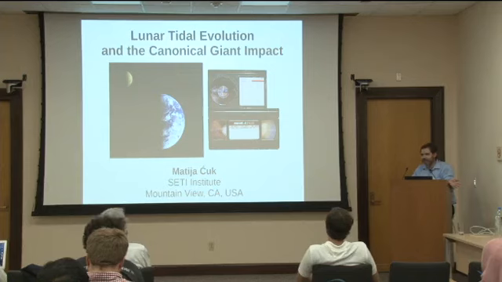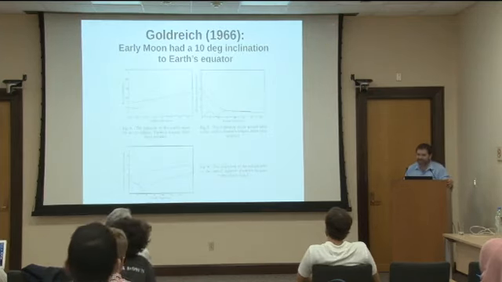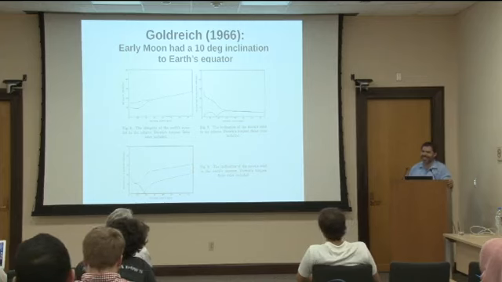So I'm going to make a case that our understanding of what is the canonical giant impact and what is modified is a historical accident, which has to do with how the theories evolved over time. Okay, so the history starts with Goldreich. I think we established that well enough so far.